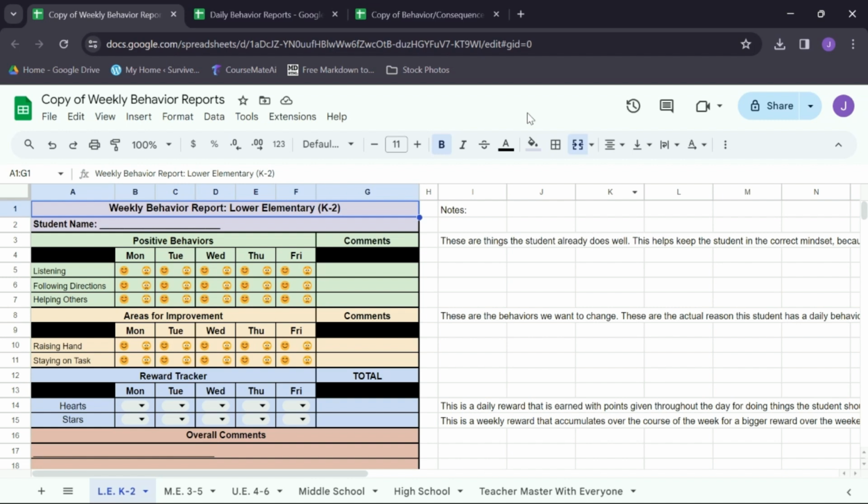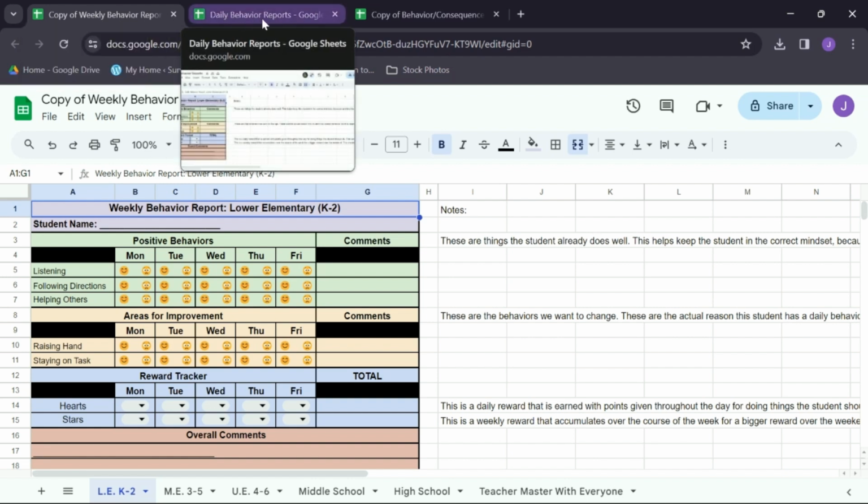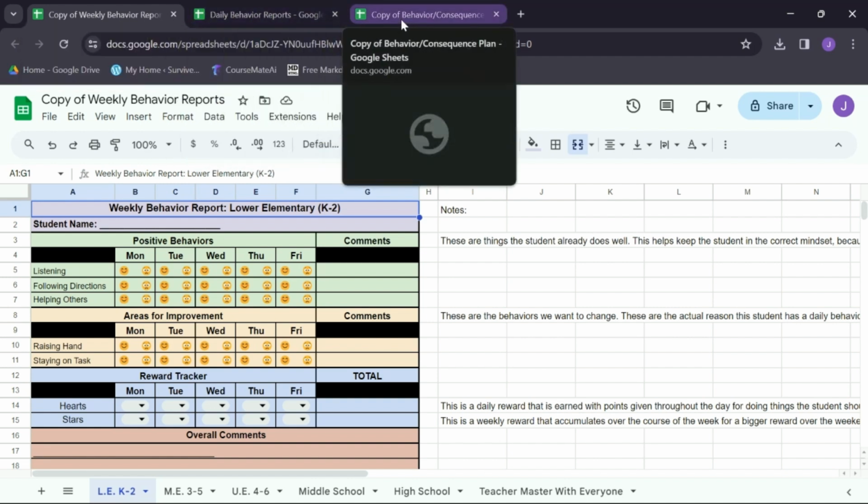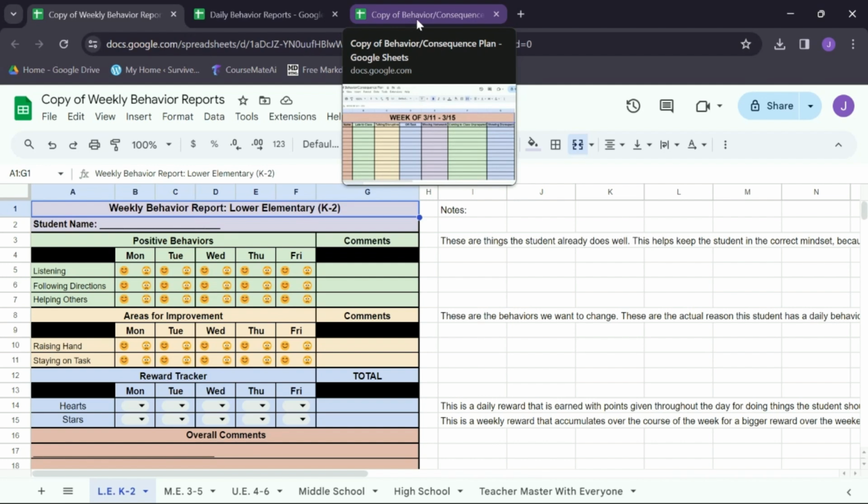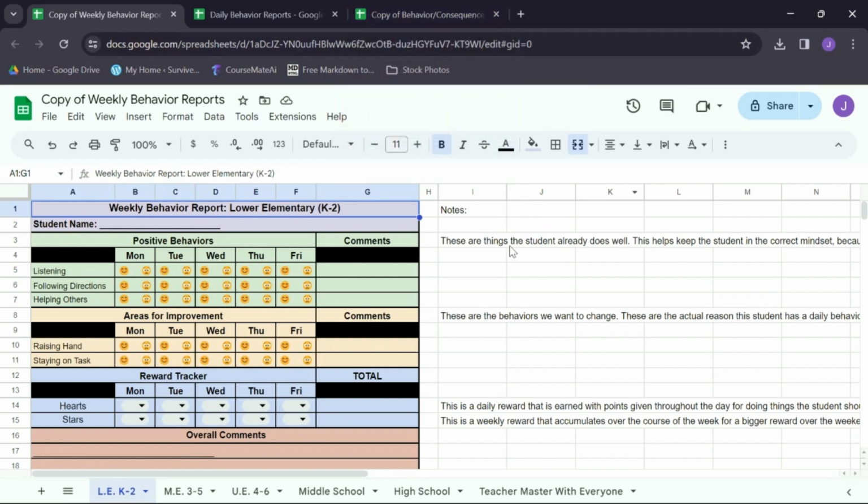Today we're talking about behavior management. The resources I have here, you're going to see three resources: a weekly behavior report, a daily behavior report, and a behavior consequence plan. So let's see how these are supposed to work.